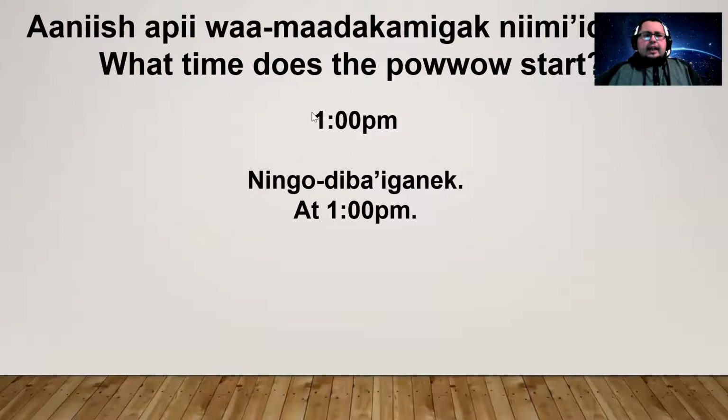Okay. So that word again, I'm practicing it myself because I just learned this word yesterday. Anisha pi wa mada kamigak ni mi eating. Mada kamigak is it starts, something starts. And so we put our wa here when we're asking Anisha pi, when? Wa is our future tense marker. Will. Mada kamigak is the starting, when it starts. And nimi eating is the dance, the powwow. Okay. So that's kind of how that one breaks down.